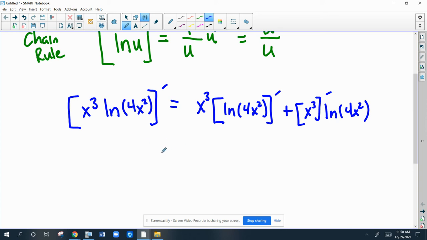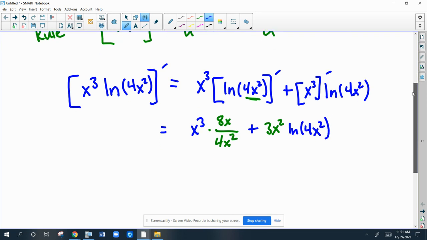I'm actually going to now take the derivatives. So we have x cubed times this derivative, which is u prime over u because it's a natural log. So 4x squared is u, and u prime over u would be 8x over 4x squared. You just rewrite that term, and there you go. That's the derivative of the natural log of 4x squared. Plus the derivative of x cubed, that's easy, 3x squared, and then times the natural log of 4x squared. So that's the derivative. Now all we have to do is simplify it.